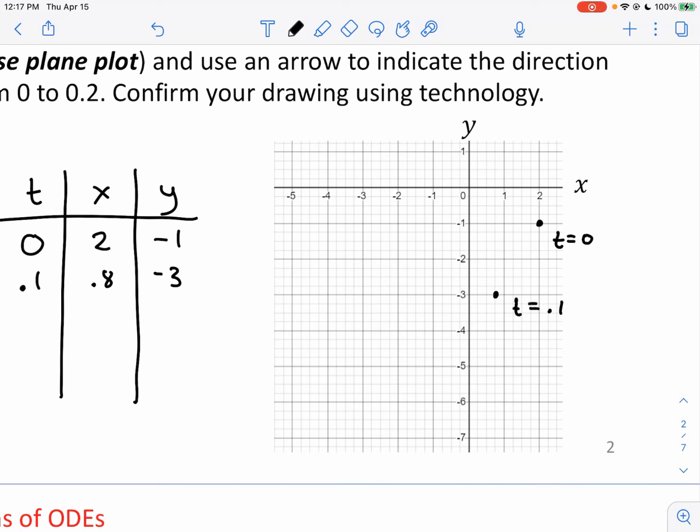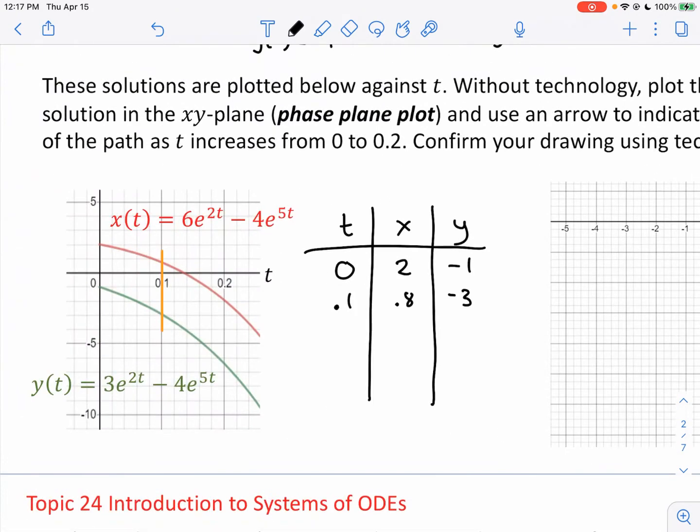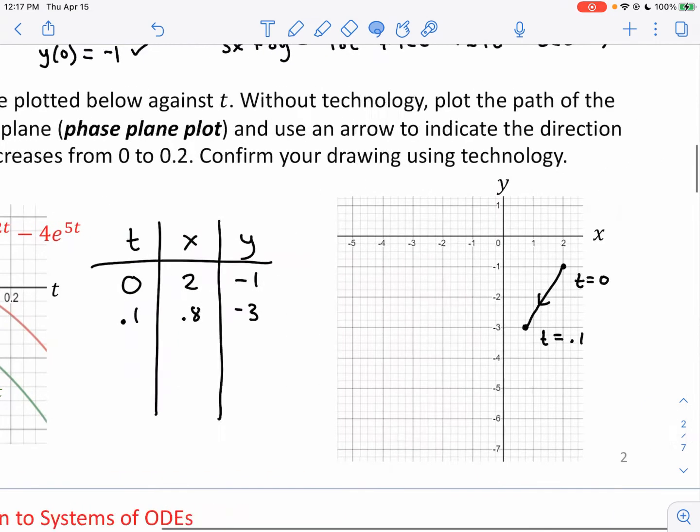And as t advanced, our solution path certainly connected these dots in something like this manner, because we can see over here that all that happened between t equals 0 and t equals 0.1 was that x and y, the red and the green functions, both simply decrease. And so we would have some sort of behavior like you see right here in our phase plane plot.